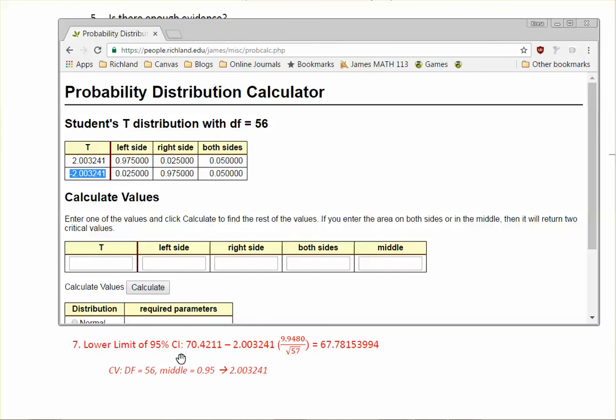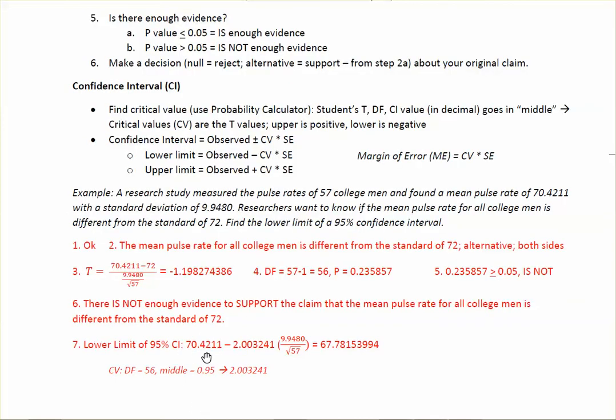So we did our 70.4211, and that value came from here. That's our observed minus our critical value, which we just found using the probability table, times our standard error, and that standard error was the sample standard deviation divided by the square root of n, which was our 57. I'm not going to do this one on the calculator, but if you do it on the calculator, you get 67.78153994, and that's the lower limit of your 95% confidence interval.